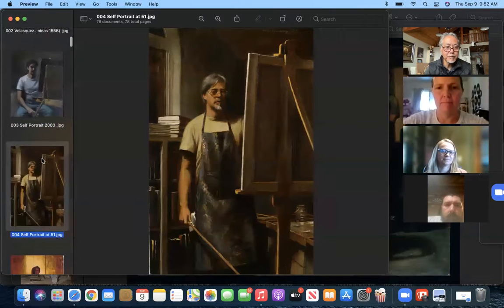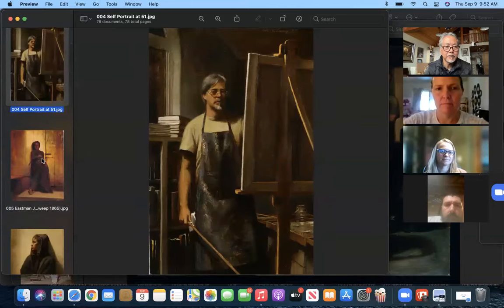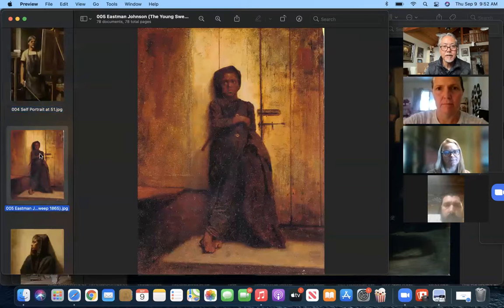I have a step-by-step process, which I posted in the discussion. A lot of my paintings are inspired by some of the great painters of our past. This is a painting called The Young Sweep by Eastman Johnson, a 19th century American painter. He was well known for doing genre scenes of American life. At that time, that included Black slaves, which I thought was a really challenging subject.